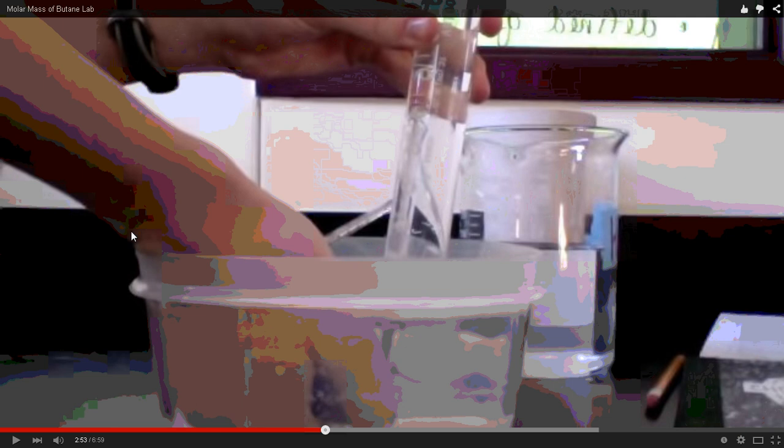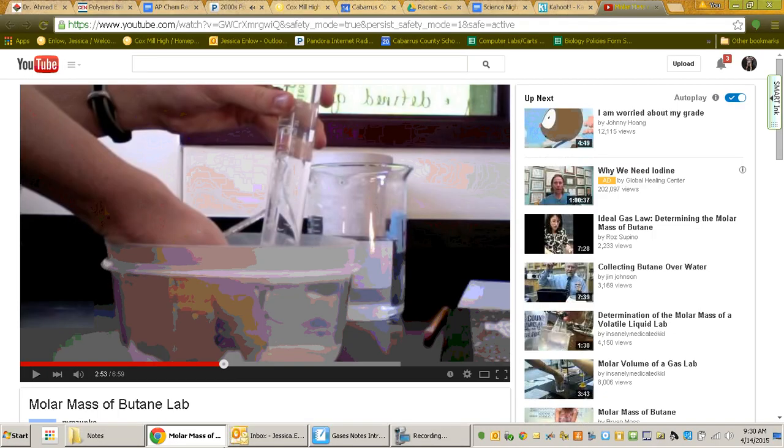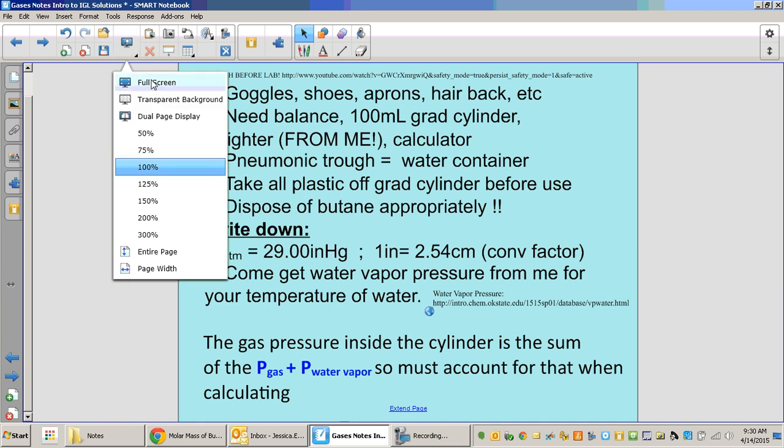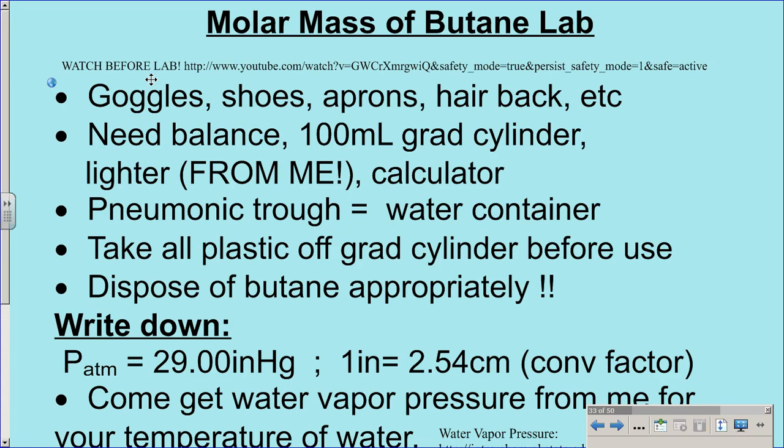So basically, what formula do you have? Ideal gas law, right? And you're going to determine the identity of the gas, okay? So that's pretty much it for the setup. I just wanted to show you guys that. I'll pull up our instructions again, and let's go back to the back. You need safety glasses, not goggles, okay?